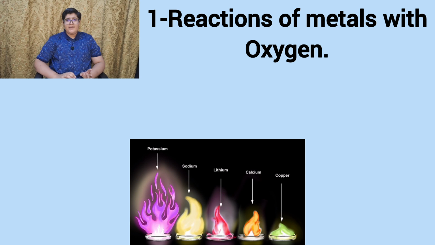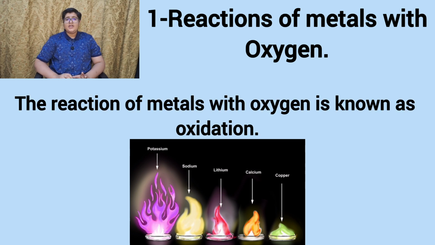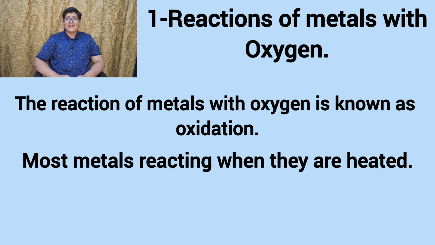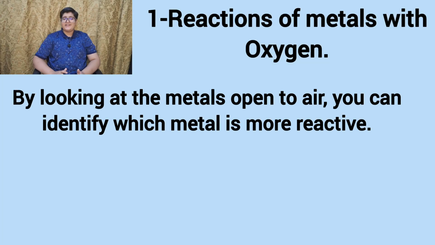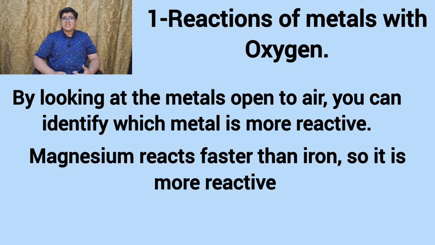Whenever any metal reacts with oxygen, we call it an oxidation reaction. Metals react with oxygen when they get hot enough. Looking at the metals when they're open to oxygen, you can identify which metal is more reactive. For example, you know that magnesium is more reactive than iron because magnesium reacts faster and more quickly than iron.